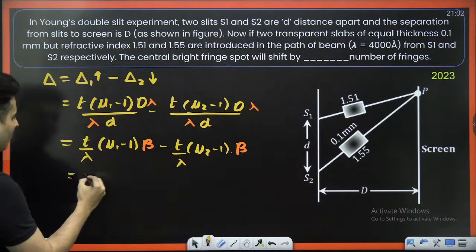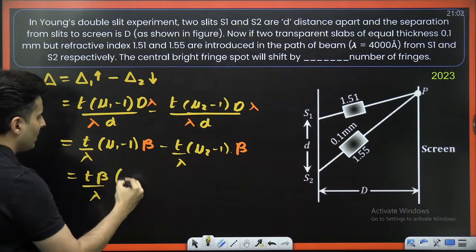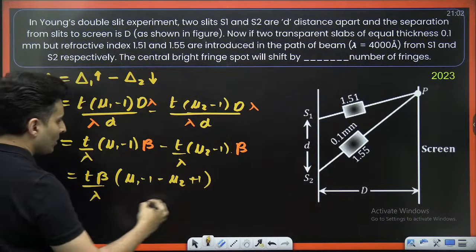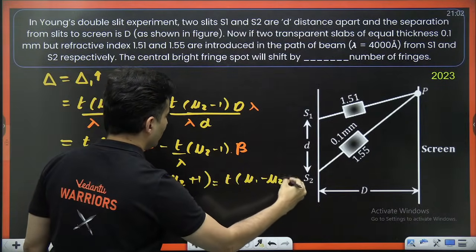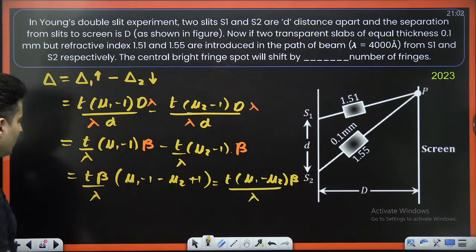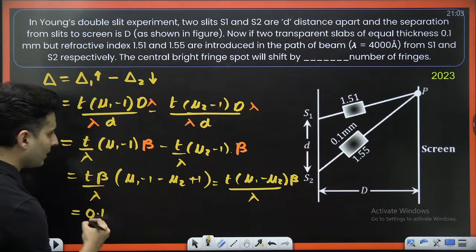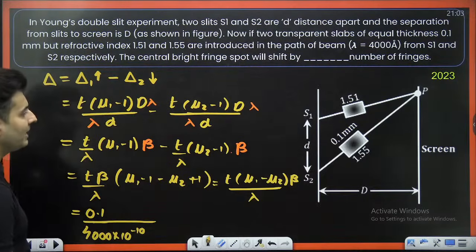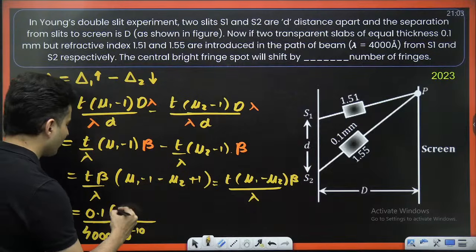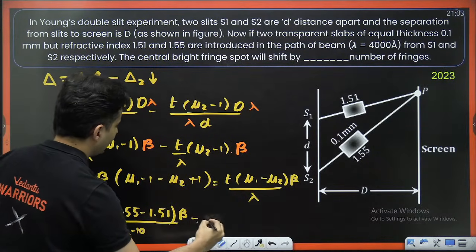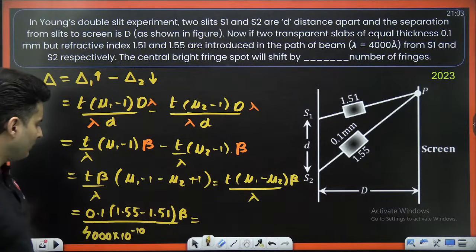Now T beta by lambda is common. Here I have mu 1 minus 1 minus mu 2 plus 1. The 1 cancels, leaving mu 1 minus mu 2. So it becomes thickness into (mu 1 minus mu 2) into beta divided by lambda. Thickness, beta, lambda, everything is there. What is the thickness? 0.1. What is lambda? 4000 Angstrom, so 4000 into 10 to the power minus 10. What is beta? I don't know. Mu 1 minus mu 2 is the difference of these two, so 1.55 minus 1.51, and beta is as it is. So solve this: 1.55 minus 1.51 is 0.04.